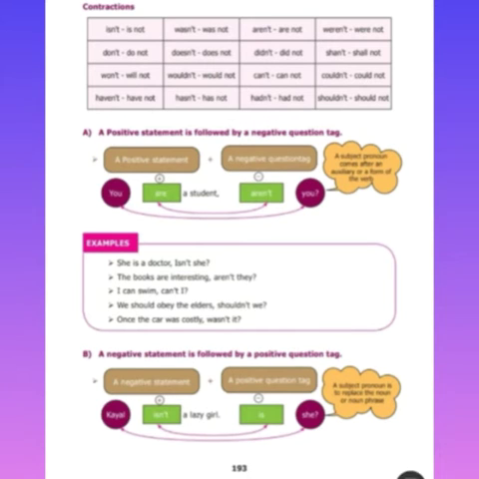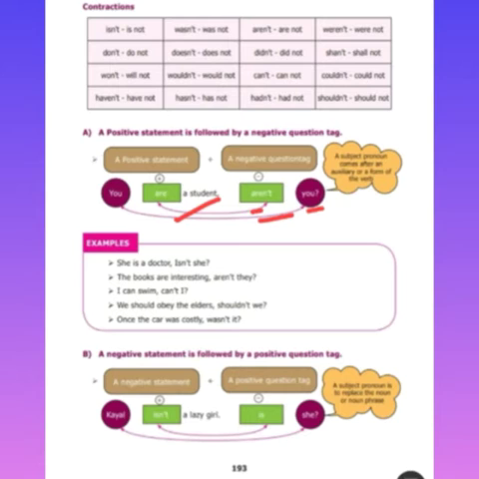Now look at this. Here are some contractions of the auxiliary verbs. See, a positive statement is followed by a negative question tag. Look at this. A positive statement: You are a student. This ends with a negative question tag: aren't you? Here, the subject pronoun you comes after an auxiliary or the form of a verb.